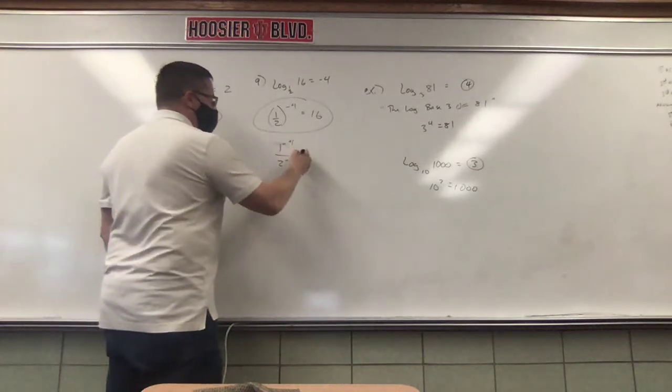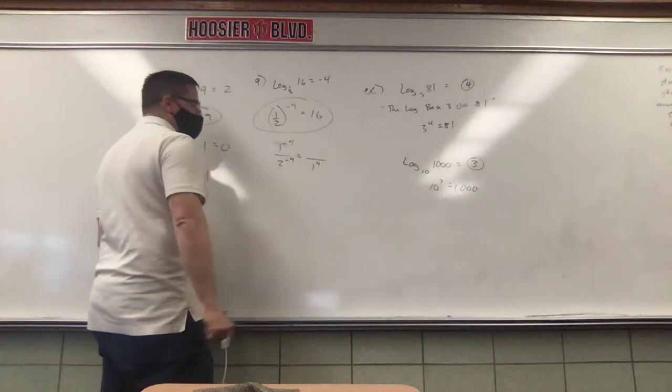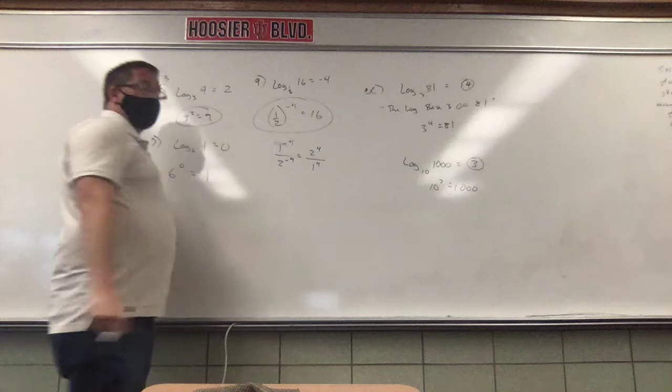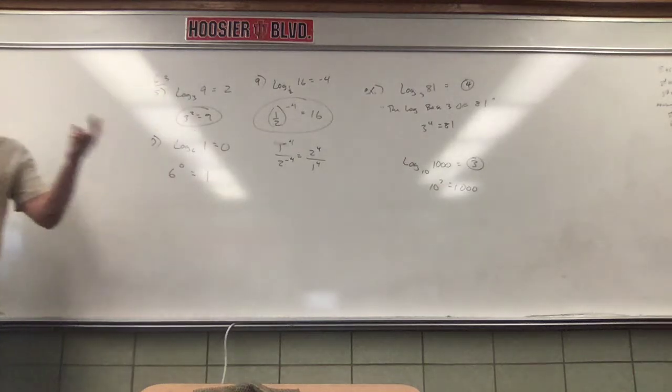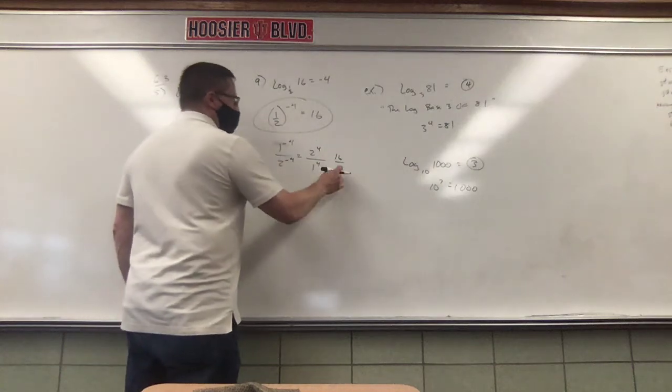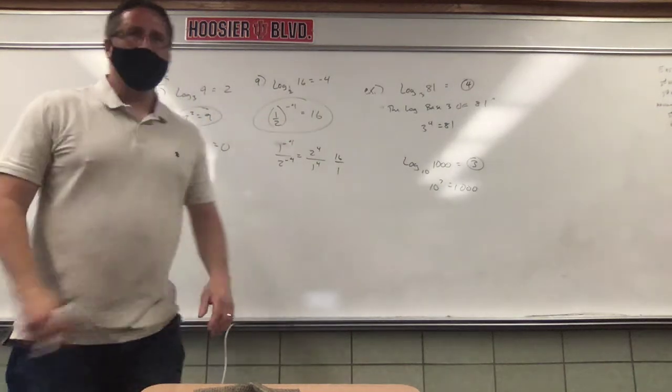So put that 1 to the negative 4 on the bottom, it's 1 to the positive 4. Move that 2 to the negative 4 on top, 2 to the positive 4th. 2 to the 4th, be careful, it's not 8. It's 2 times 2 times 2 times 2. 16 over what's 1 to the 4th? 1. And what's 16 over 1? 16. There it is. You don't have to do all that work.